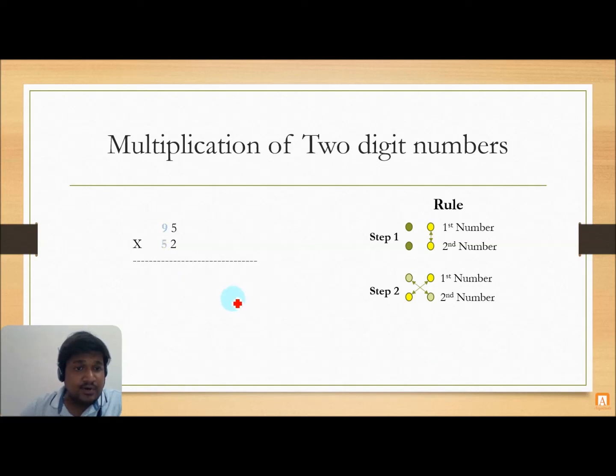In the last step, what we have to do? We have to multiply the tens digit of the first number into the tens digit of the second number plus the carried over. So what will be the answer? It will be 9 5s are 45 plus 4 as the carried over, it's 49. So just write 49 here directly. So the answer for 95 into 52 will be 4940.